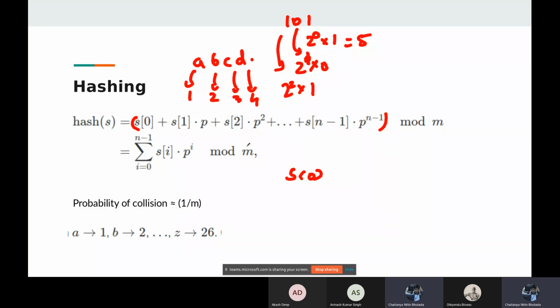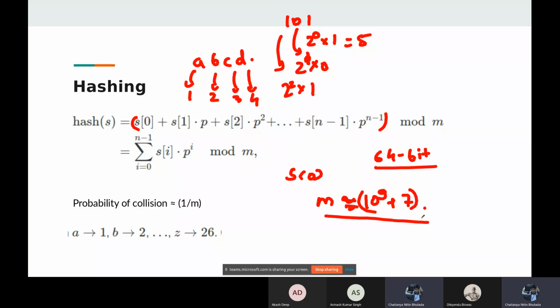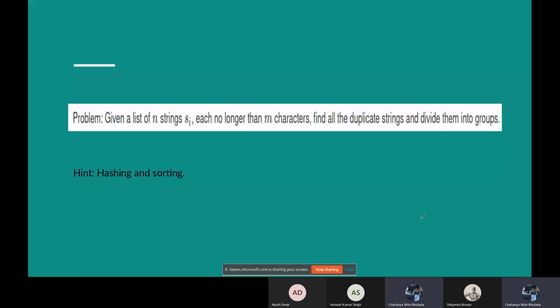The numbers will be quite high, so we can't fit it into a 64-bit number. So we take mod m, and m we generally take as 10 power 9 plus 7. So this is string hashing.